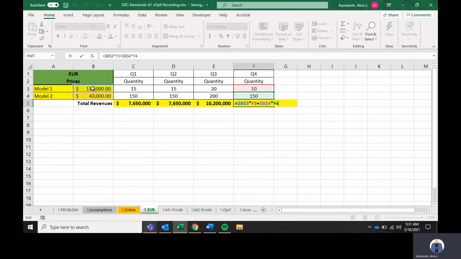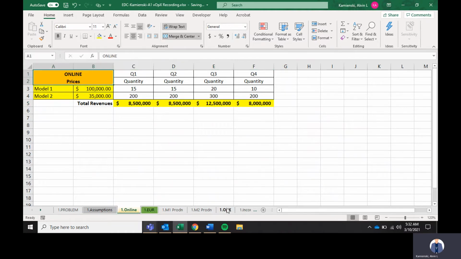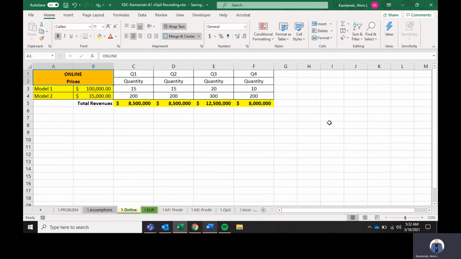So in quarter four, $110,000 times 10 vehicles, Model 2, $40,000 times 150. And so if I just eyeball it, it looks like we've got about 32 million coming from our European market, and we've got another 37 million coming from our online market. So that tells me that my revenues should be somewhere around 70 million. So I'll keep that in the back of my head and see if it works later.